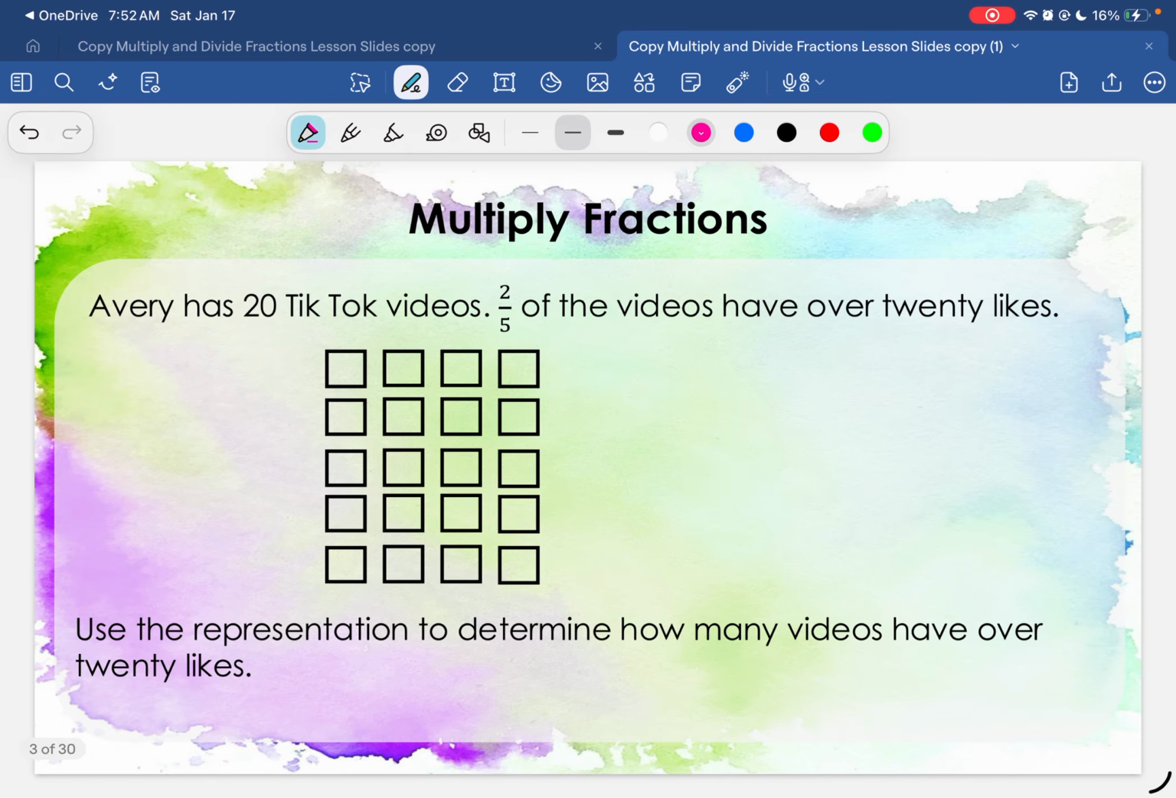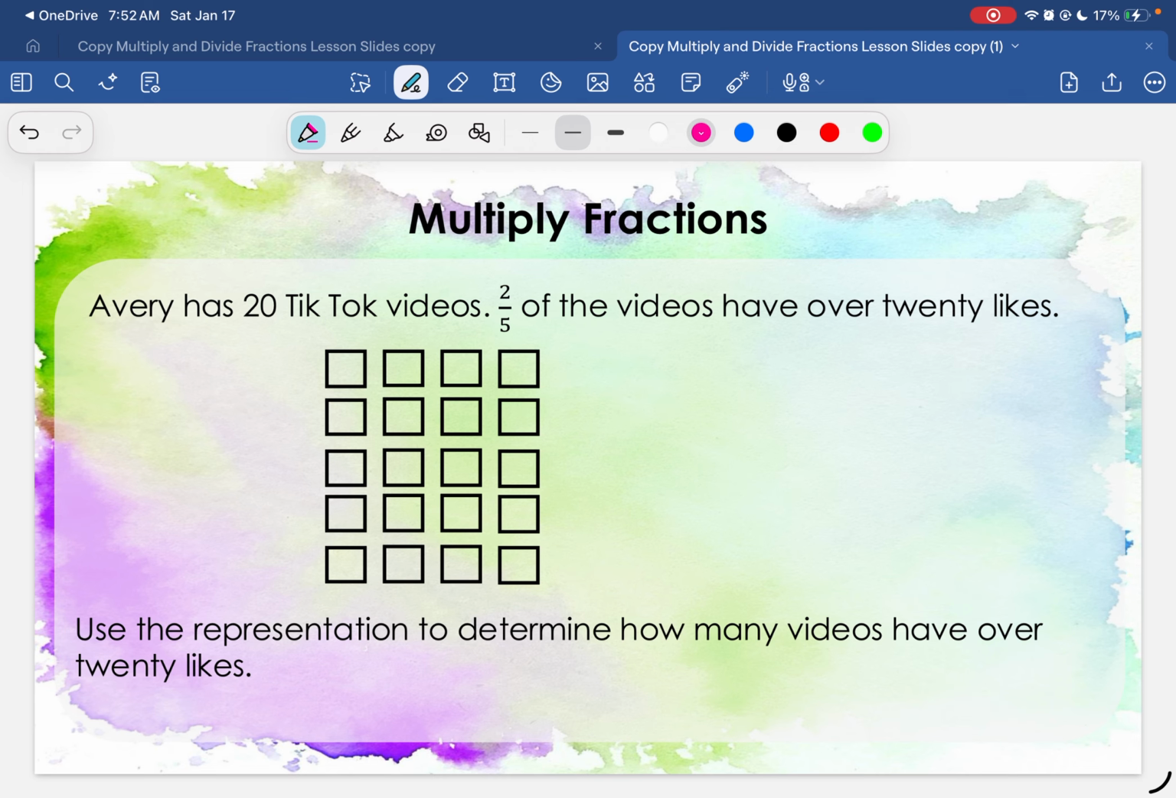So for this one, it says Avery has 20 TikTok videos. 2/5 of the videos have over 20 likes. Use the representation to determine how many videos Avery has over 20 likes. That's what it's supposed to say. Sorry, not redoing the video. So the representation, which are the tiles, are the 20 TikTok videos.